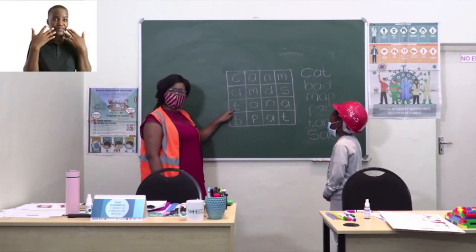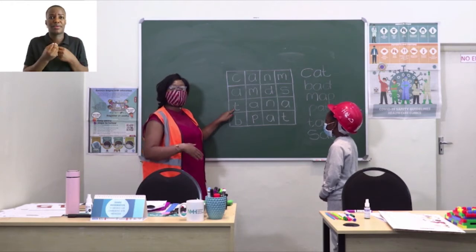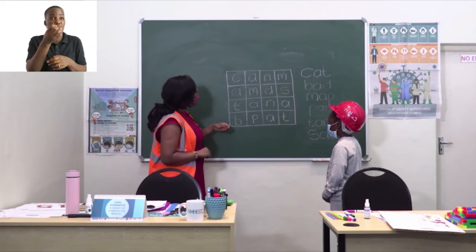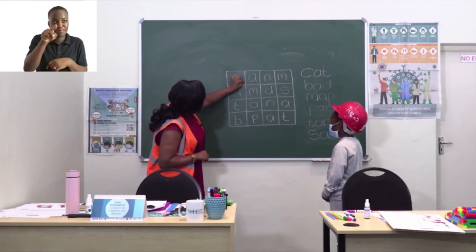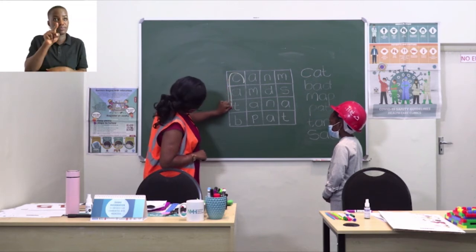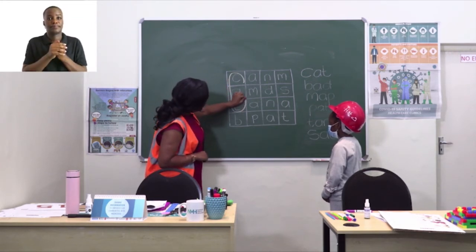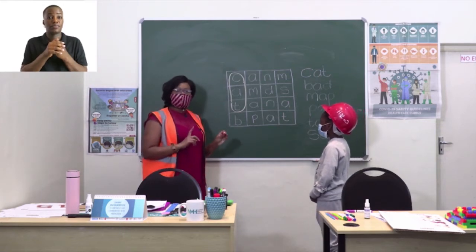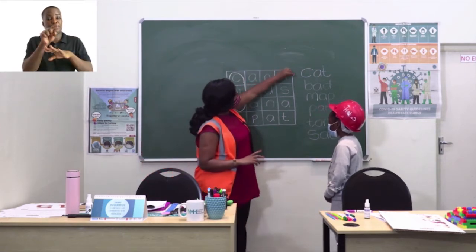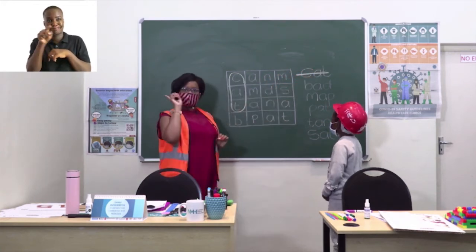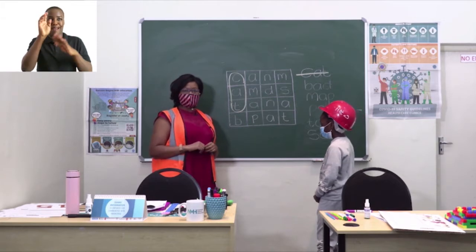And how do we now know or show that this is the word that we found? We circle it. So we are going to take our pencil and go round and circle within the boxes. And when we are done circling, we are also going to cross out the word here to show that we are done with that word.